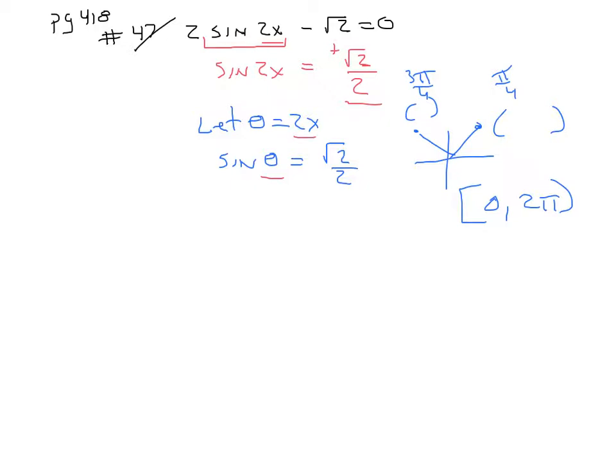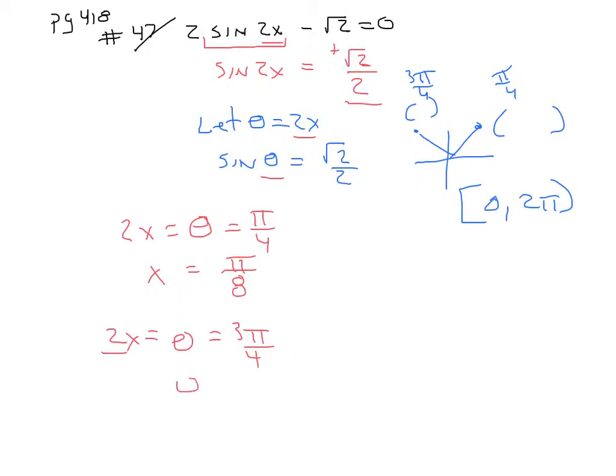So I'm just going to come back here and say pi fourth equals theta, and then I'm just going to solve because theta is the same as 2x. So I'll just divide by 2 and say x is the same as pi eighths. And I can do the same thing with the other one and say theta equals 3 pi fourth, which really equals 2x. And so when I divide by 2, I get x equals 3 pi eighths.